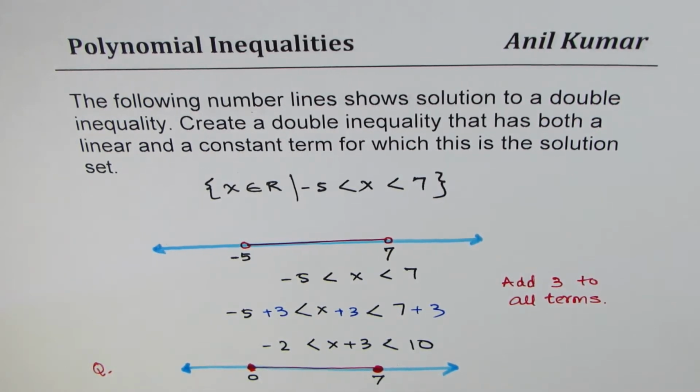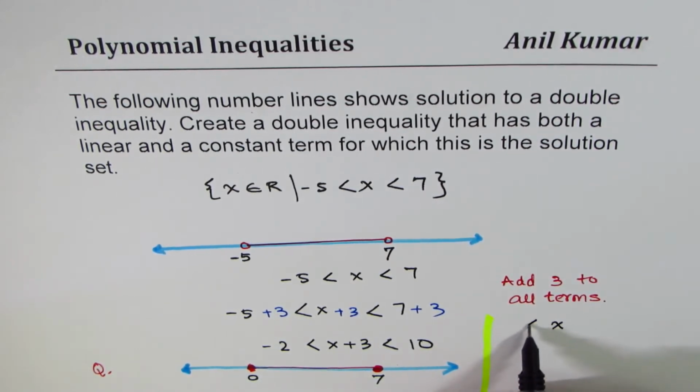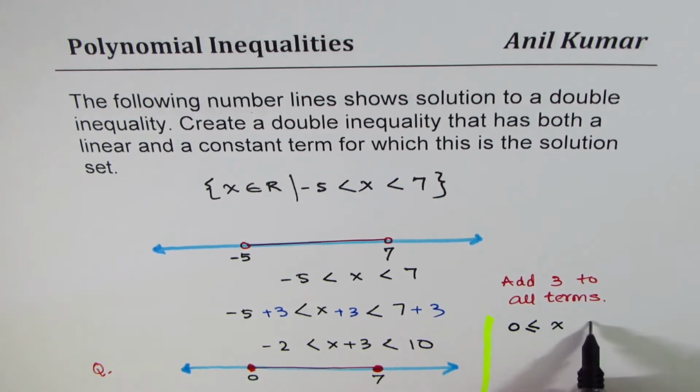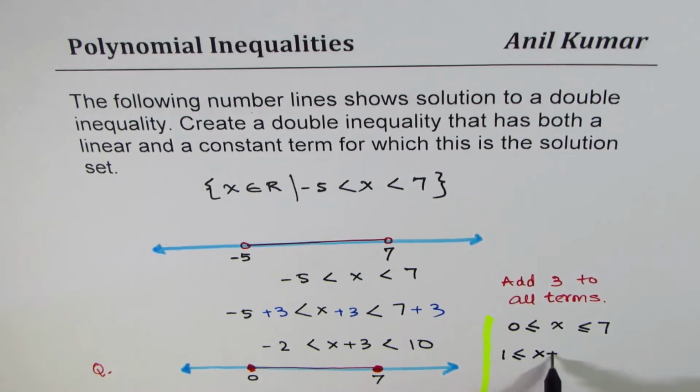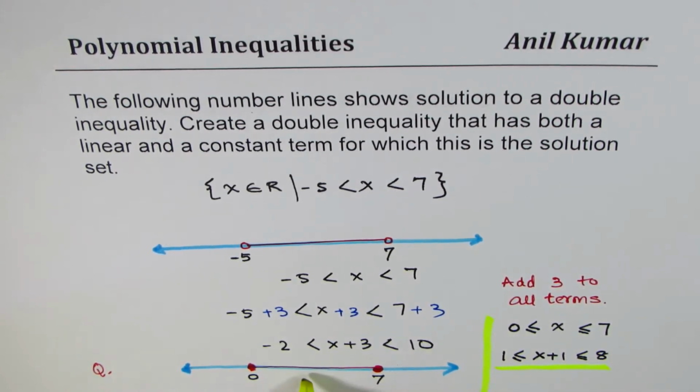So you can pause your video, answer the question, and then write down the solution. Here is the answer for you. The answer is we're looking for x value which is greater than or equal to 0, and less than or equal to 7. We can add anything. You could add just 1 also, right? So x becomes x plus 1, and then we make 7 plus 1 as 8. So that is the double inequality, which has a linear and a constant term and whose solution is given here on the number line.